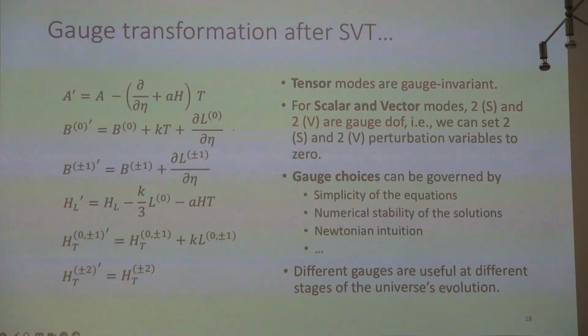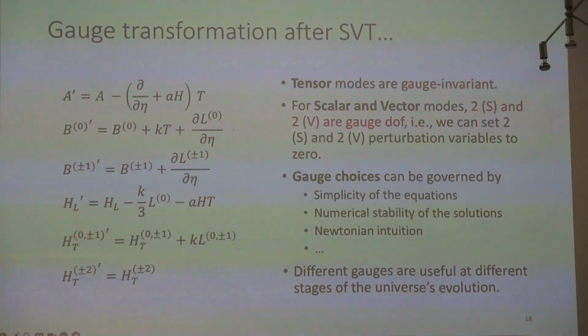So when we look at the inhomogeneous universe, there are many different gauges in use, and different gauges are in use at different times. The inflation people like to use certain gauges. The people who do CMB will use a different gauge. People who want to go into nonlinear evolution will use a different gauge again. So that's why it is important that we know how to transform between gauges.